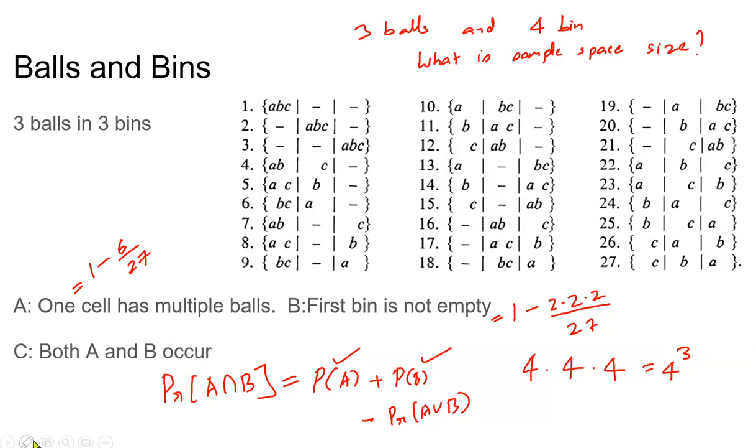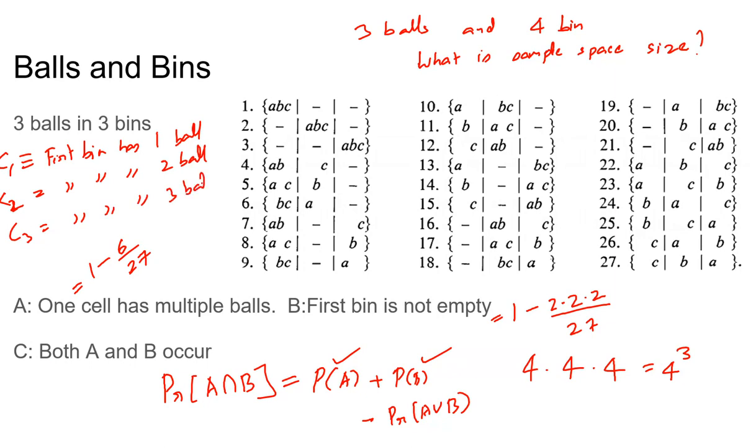Let me just try to find some other space. Okay, so let C1 be the event that the first bin has 1 ball. C2 is the first bin has exactly 2 balls, not 1, not 3. And C3 is the first bin has 3 balls. So we have 3 cases. The important thing about these 3 cases is we don't need to worry about the intersections. They are disjoint cases.